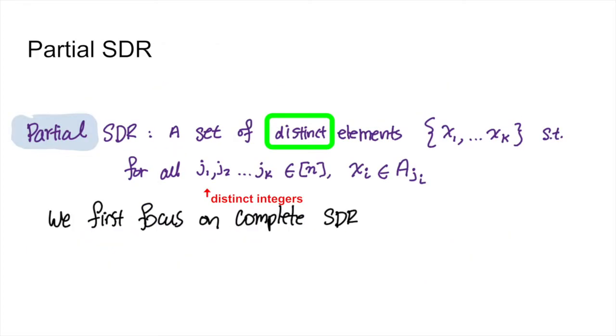Although in this presentation I will focus on complete SDRs, I will still provide the definition for partial SDR. So a partial SDR is a set of distinct elements from x1 to xk, such that for all distinct integers j1 to jk, which are between 1 and n, xi is an element of Aji. So conceptually, unlike the example that I noted in the previous slide, in this case, not every person gets a puppy.